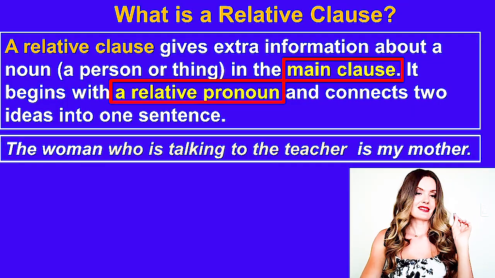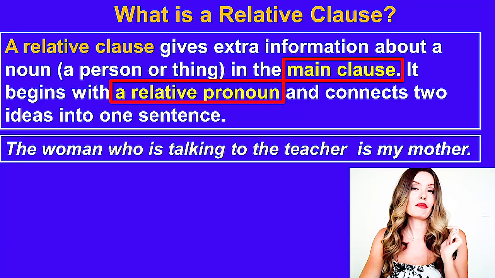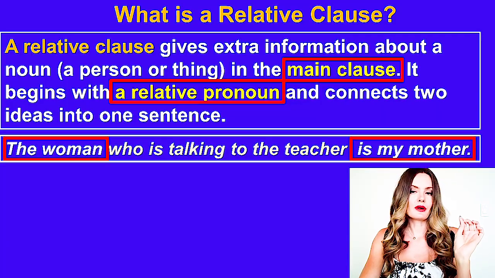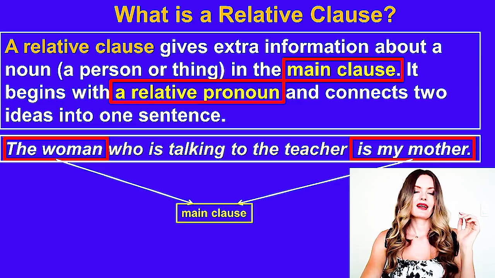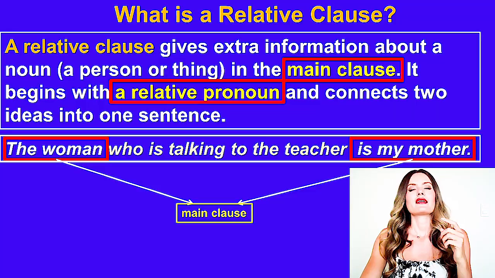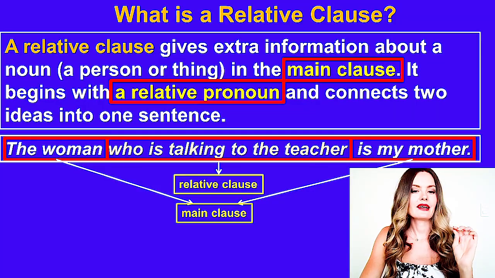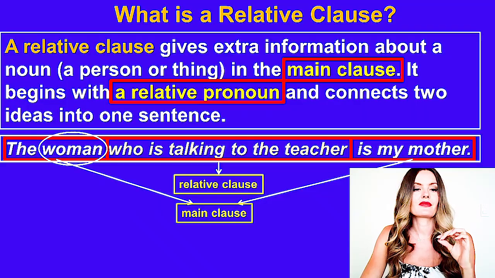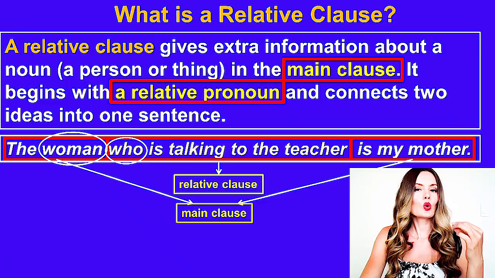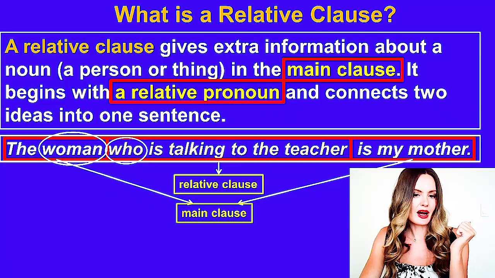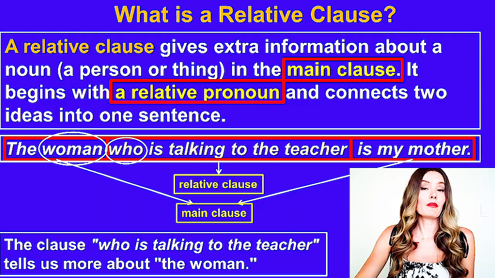Let's take a look at this sentence. The woman who is talking to the teacher is my mother. So the woman is my mother. This is the main clause. Who is talking to the teacher is the relative clause. Now, woman is a noun. Who is a relative pronoun. The clause who is talking to the teacher tells us more about the woman.